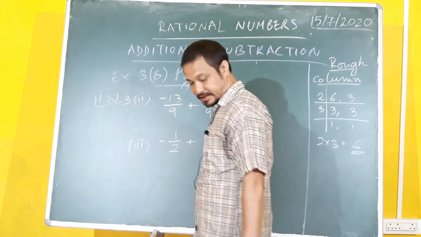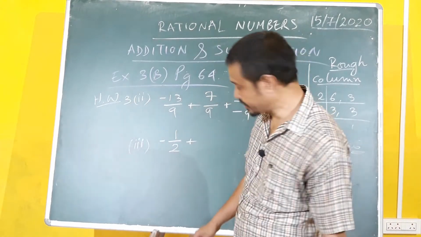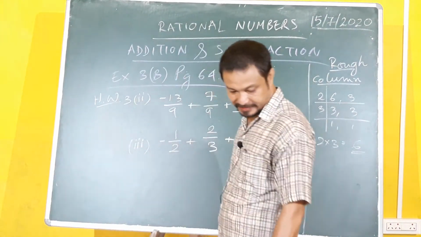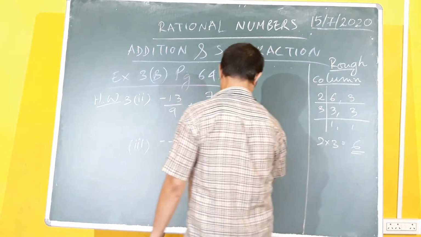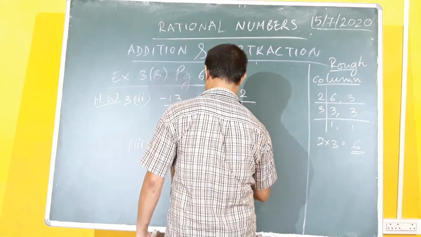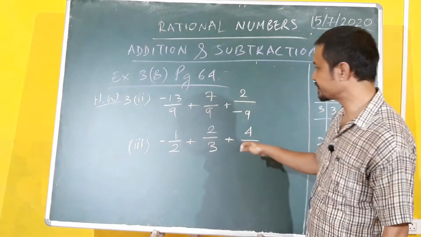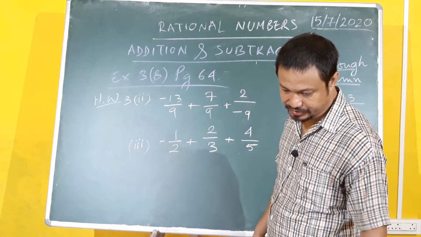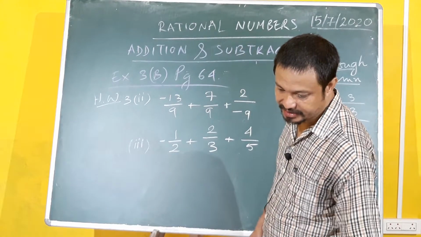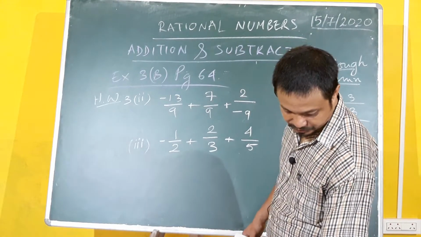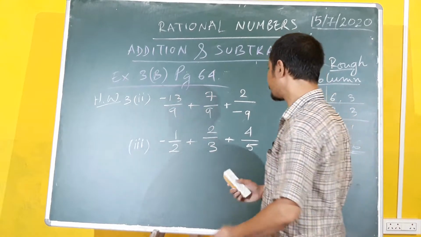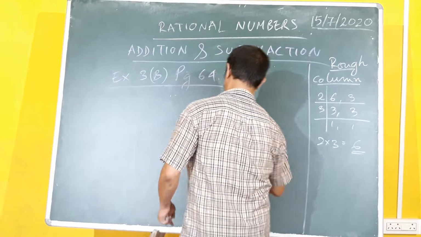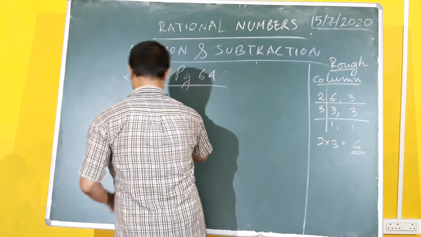Okay, so the next one, number 3, is minus 1 by 2 plus 2 by 3 plus 4 by 5. So for these two sums, be careful of the sign again, negative sign, positive sign, just be careful of that. Do it, you should be able to do the sums comfortably. Okay, now move on to page number 64. Question number 4. Go through the question.